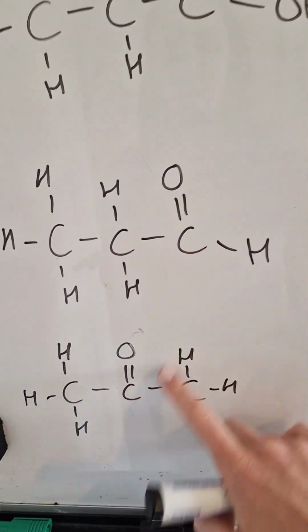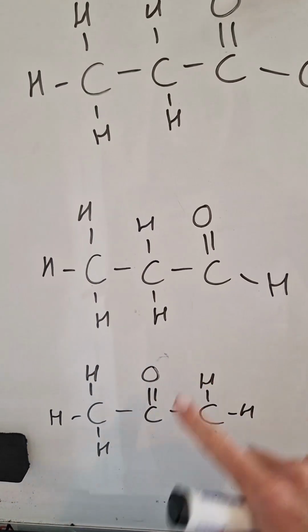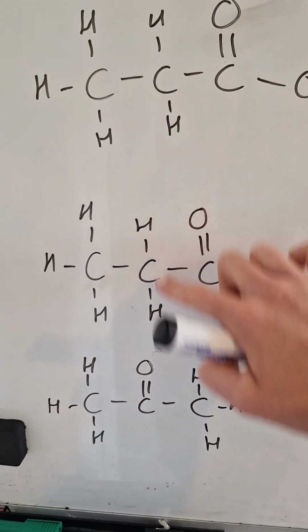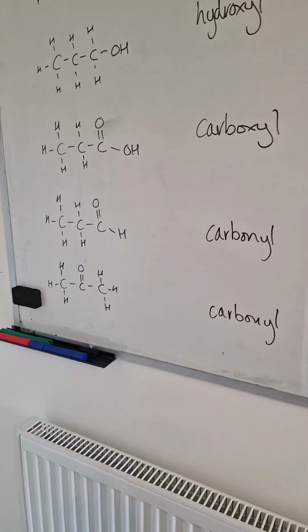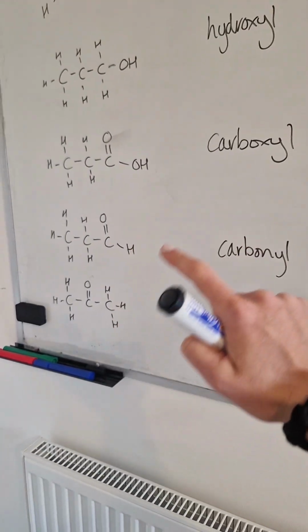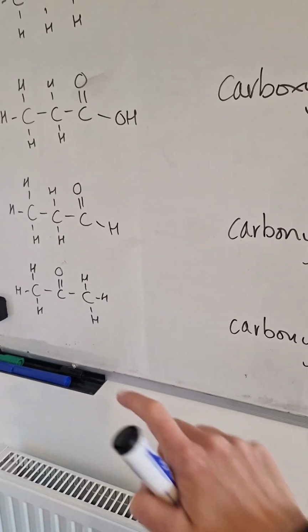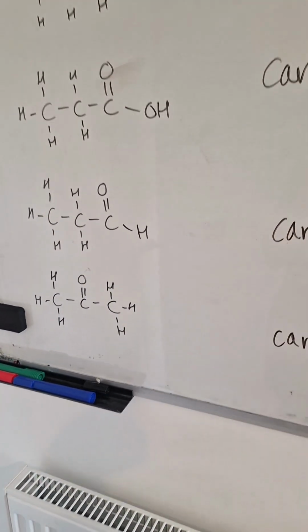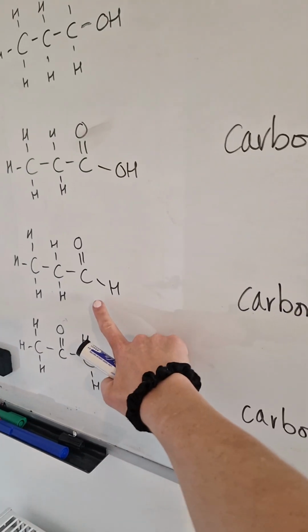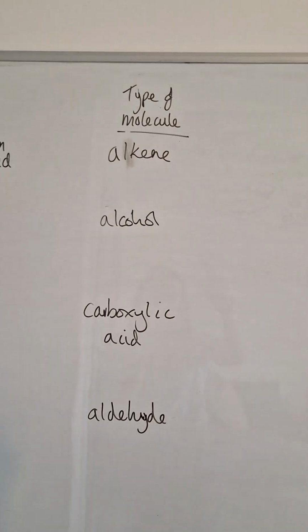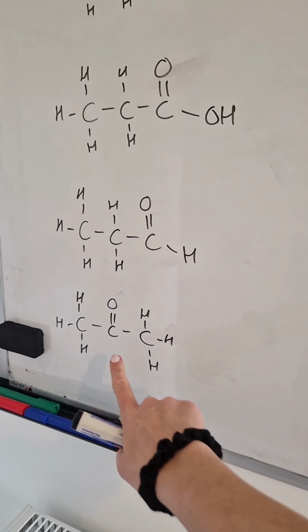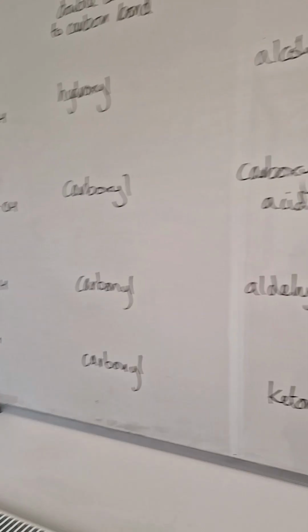Then we've got these two molecules here. They actually have the same functional group, this C double bond O group. This functional group is known as a carbonyl, but because the carbonyls are in a different location within the molecule, it actually means that they are two different types of molecule. This one here, where the carbonyl group is at the end of the carbon chain, can be classed as an aldehyde. And this one here, where the carbonyl is in the middle of the carbon chain, can be classed as a ketone.